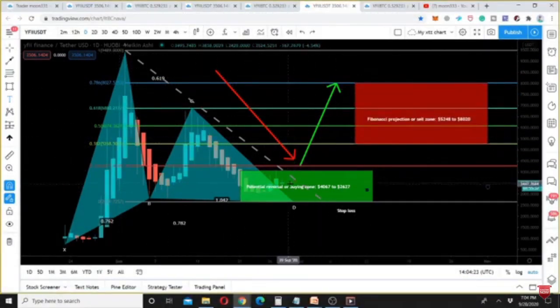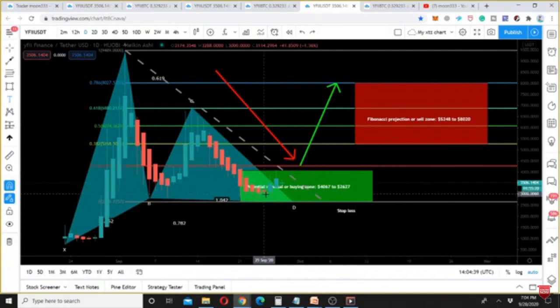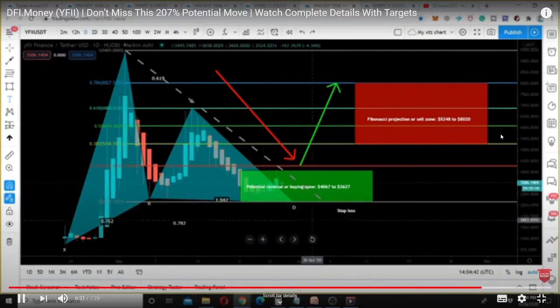So we can buy it here, and we can set our sell targets here, or you can also find your own appropriate exit points after buying here. But this level should be used as a stop loss, because if this potential reversal zone is broken down, the price action can move further down for the completion of the bullish butterfly pattern.